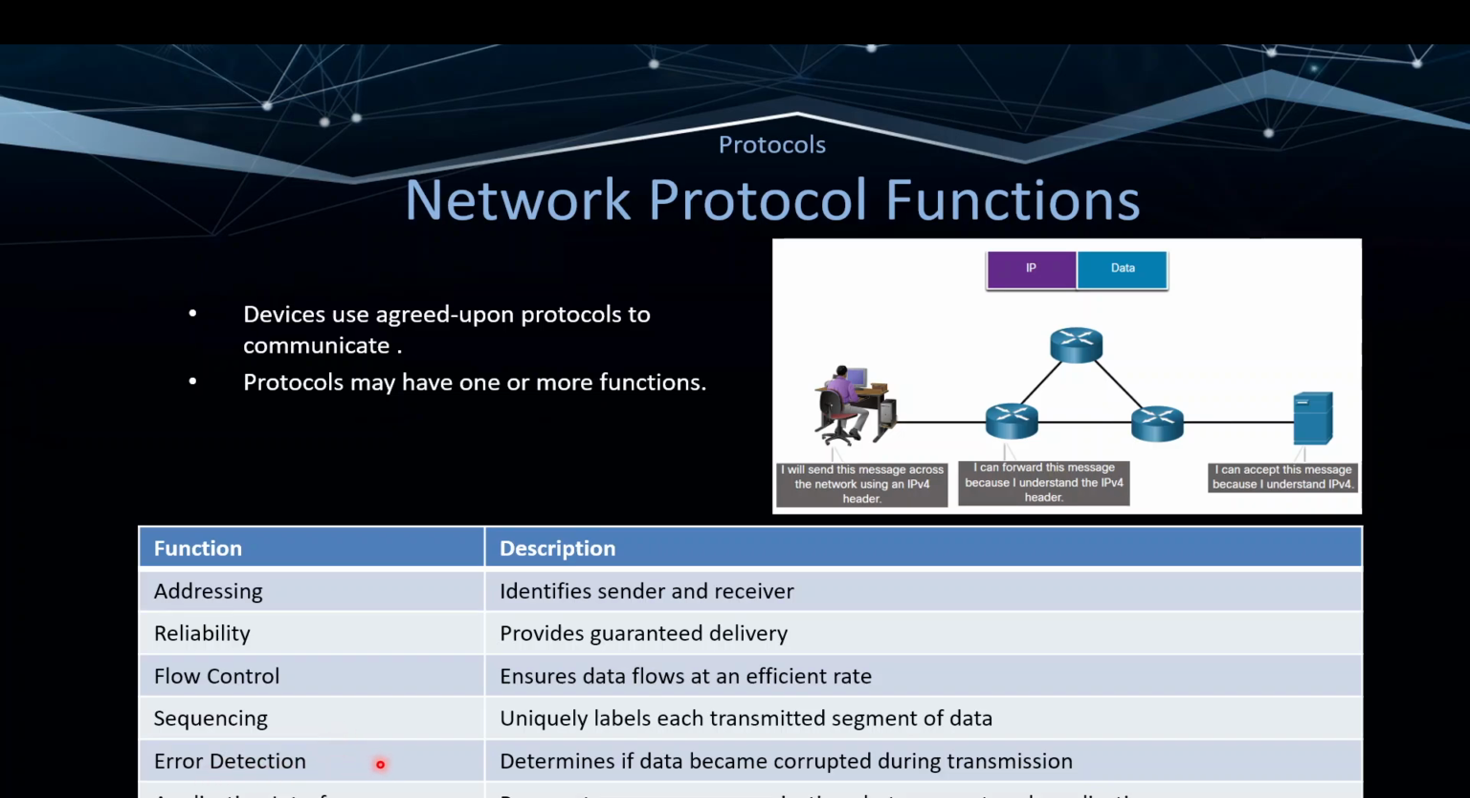Error detection. Error detection basically happens at the data link layer, as we're going to see, a little while later in the OSI model. It uses the frame check sequence to detect if there are errors caused by collisions, bad cabling, a bad network adapter, and so on and so forth.